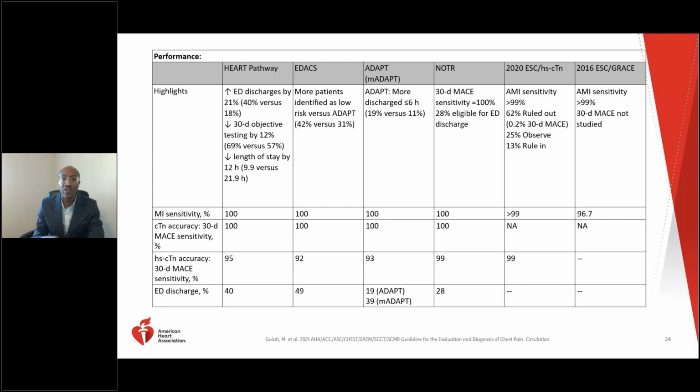As well, with the other clinical decision pathways, there are really great highlights that can be appreciated, especially if you're coming from a healthcare system that is using another clinical decision pathway. There's a role for taking a look at the other clinical decision pathways and doing a contrast comparison to see how strong your current program is compared to the strength of other clinical decision pathways.